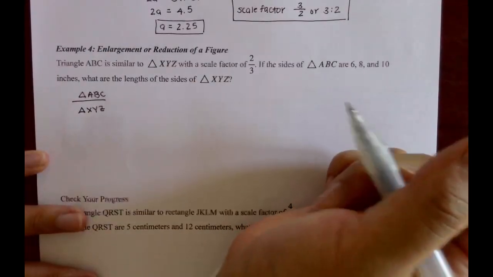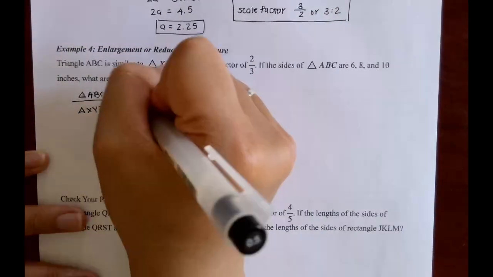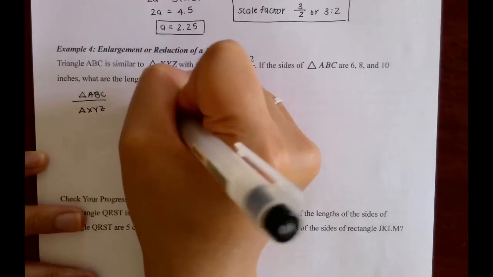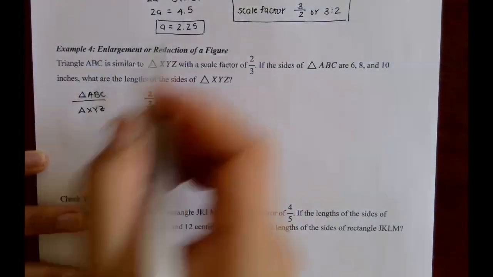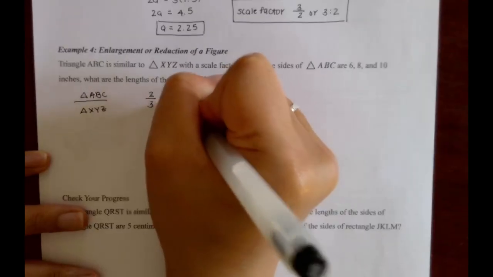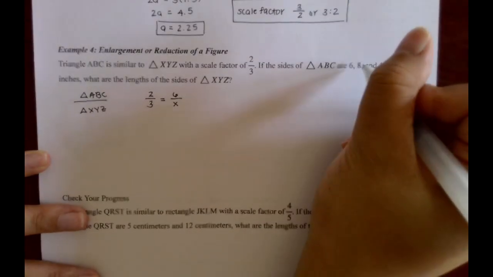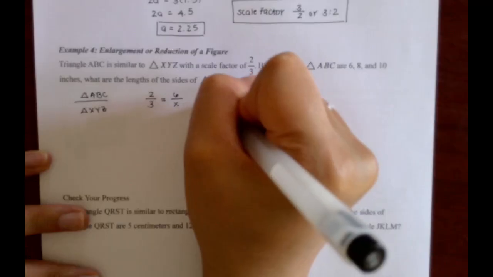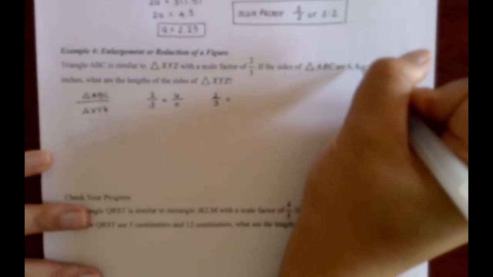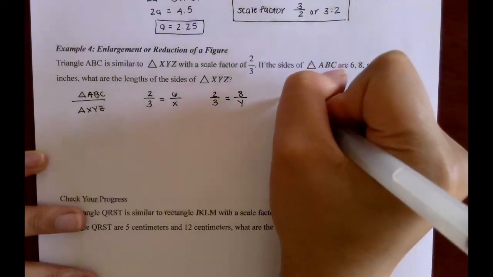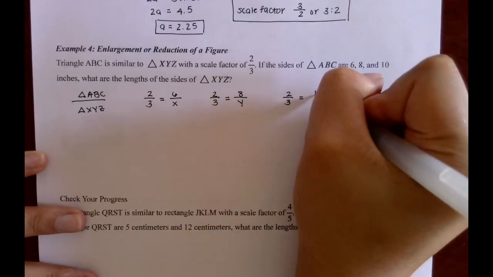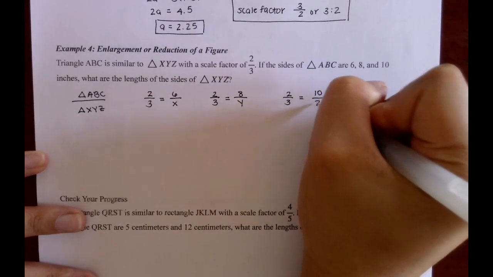on bottom. Okay. And so 2 over 3 equals, since I know ABC is 6 and ABC is on top, the 6 is going to go here, and I'll put that as X. To find the other corresponding one, 2/3 again. 8 is from ABC, so that's on top, 8 over Y. And then 2/3 equals 10 here over Z.